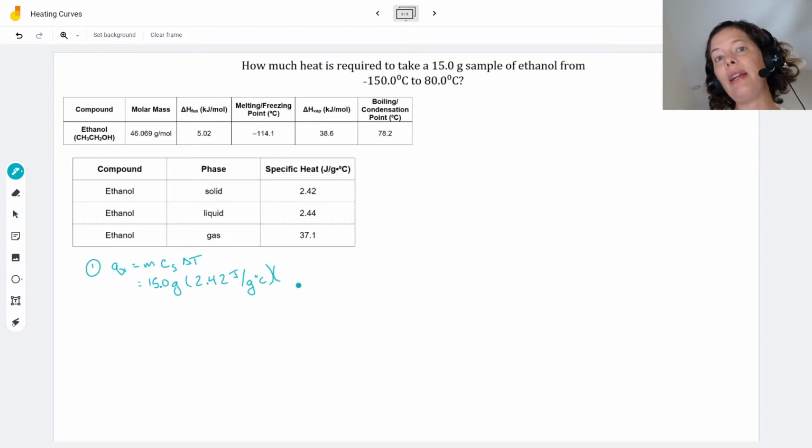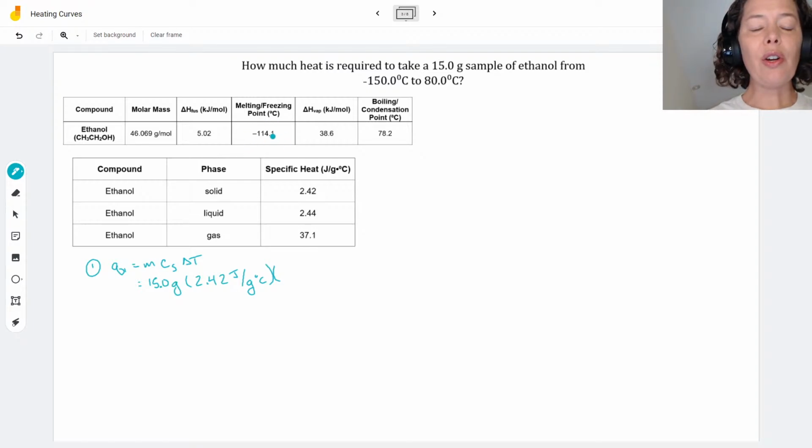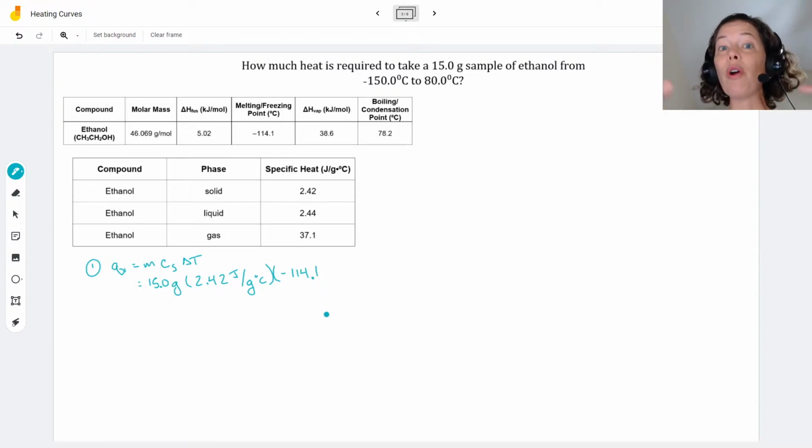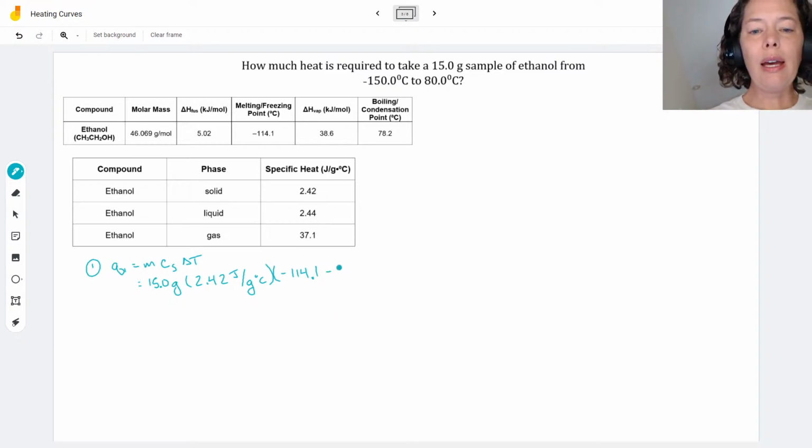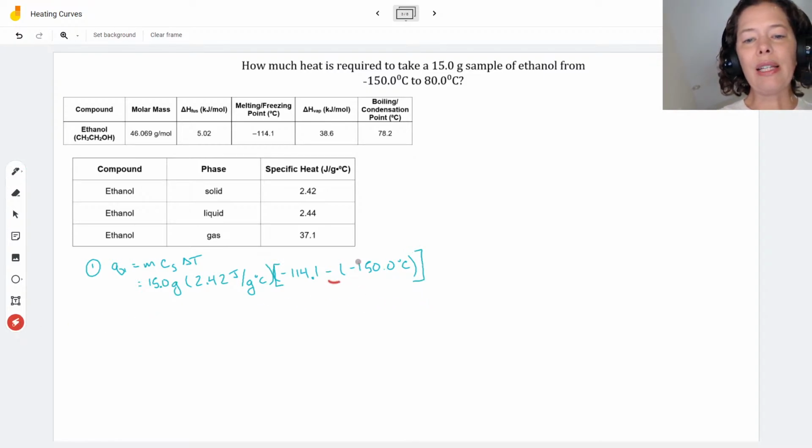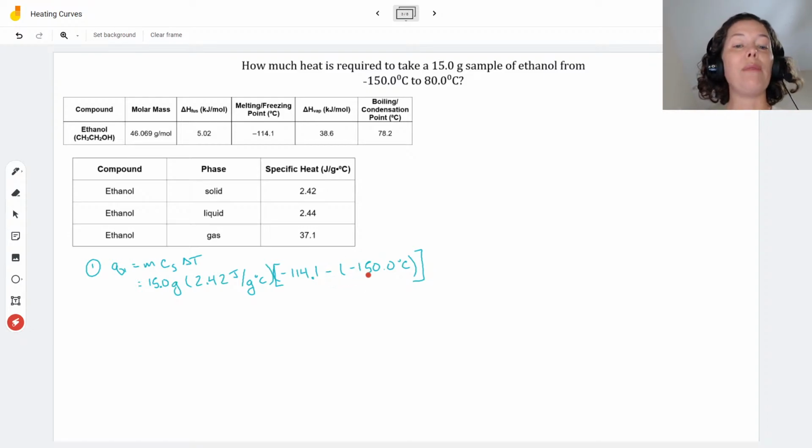And now I need the delta T for this. Again, I'm starting with a cold solid and I'm going to the melting point. So my melting point occurs at negative 114.1. That is going to be my final temperature for this step. And I am starting at, according to the problem, negative 150 degrees Celsius. So that is quite cold. You know, I think I'm going to change that to brackets. That makes it a little bit better. Okay, so just mathematically here, obviously that is going to change to a plus sign.